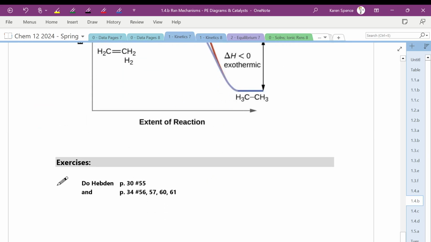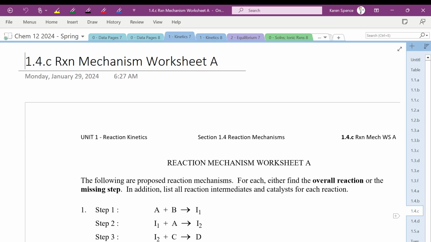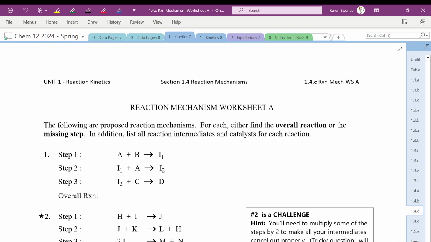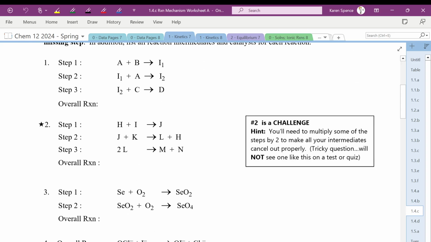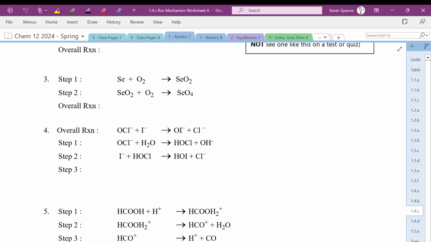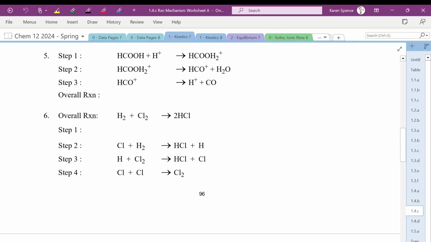Okay, there we go. Do Hebden, page 30, number 55, and 34, number 56, 57, 60, and 61. Plus, guess what I have for you? I have a reaction mechanism worksheet A. This is really good for practicing finding the intermediates. Oh, look, we have find the overall reaction. When we get to question 4, you're finding step 3. When we get to question 6, we're finding step 1.